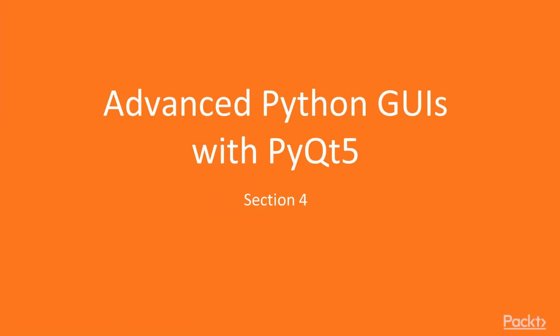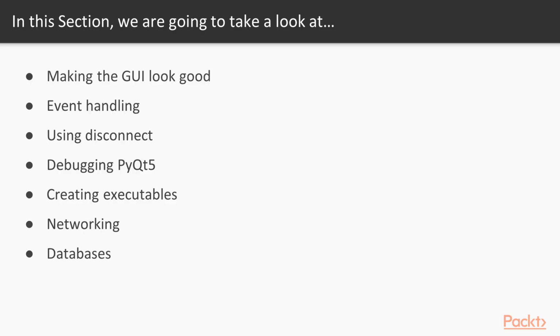Hello and welcome to section 4, in which we will be creating advanced GUIs with Python and PyQt5. First, we will use CSS style sheets to make our GUI look good, and then we will look into PyQt5's slots and signal mechanism. After that, we'll look at overloading widgets and we'll be using Python hooks for debugging. Then we will use PyInstaller to turn our GUI app into an executable for distribution.